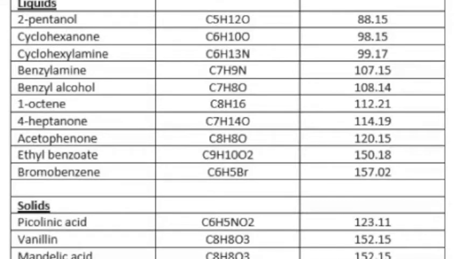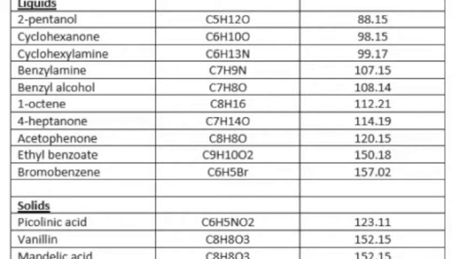Unknown liquid 6 was ethyl benzoate. The formula is C9H10O2 and the molar mass is 150.18 grams per mole. Unknown liquid 10 was cyclohexanone with the formula of C6H10O and a molar mass of 98.15 grams per mole.